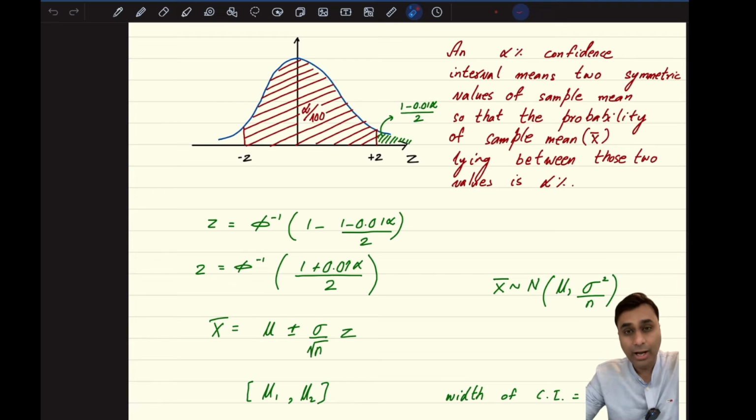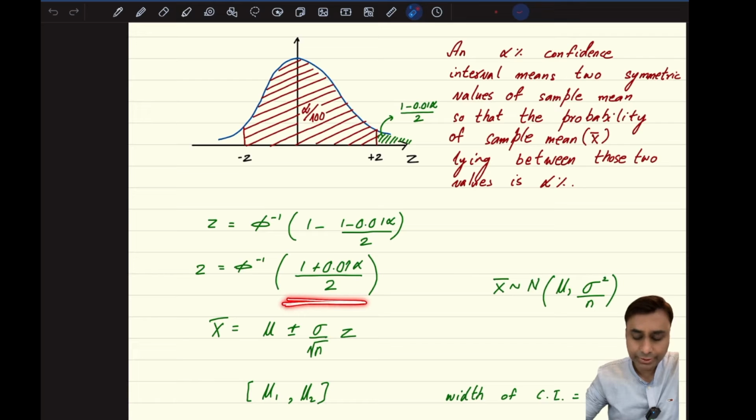Similarly, if you want to find a 95% confidence interval, that means this area should be 95%. These two tails together should be 5%. Each tail should be 2.5%. So that means the probability of Z being less than the value should be 0.975. This is a direct formula.